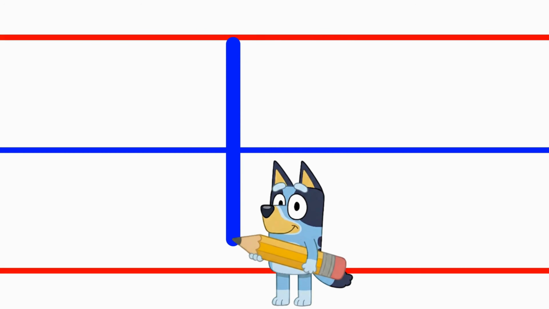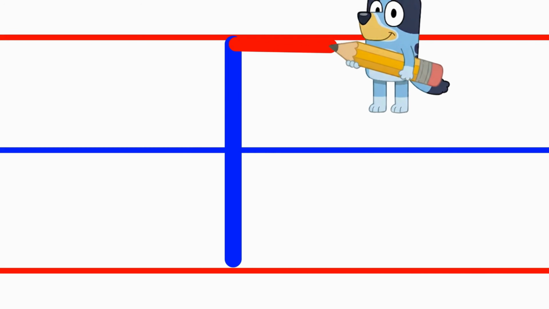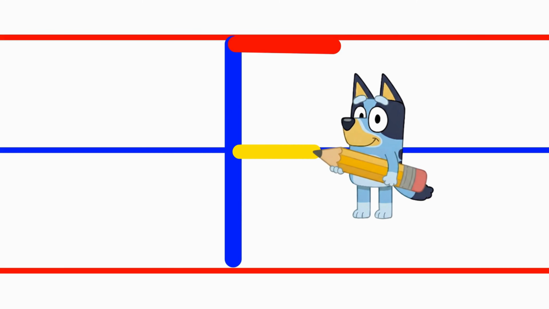Standing line. One small sleeping line at the top and the other small sleeping line in the middle. Capital F.